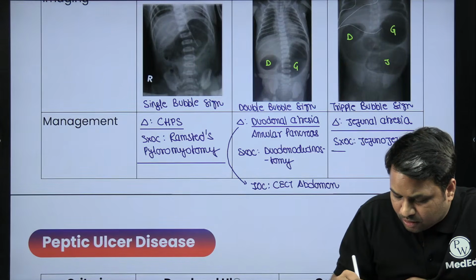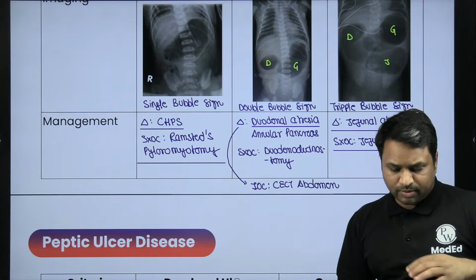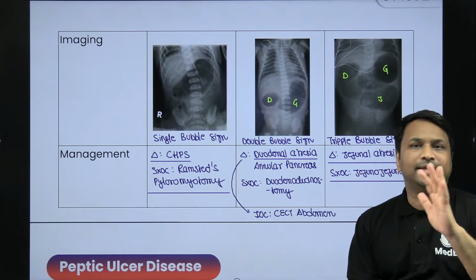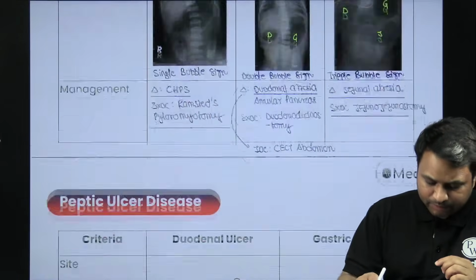This is going to be your jejunostomy, right? So all three neonatal vomiting conditions, their radiographs and their management have been your previous exam questions. We have summarized them in one particular table.